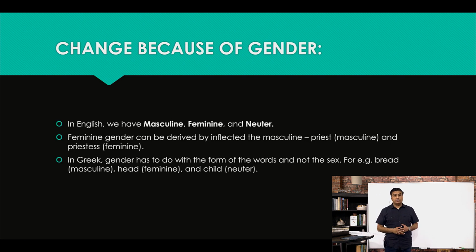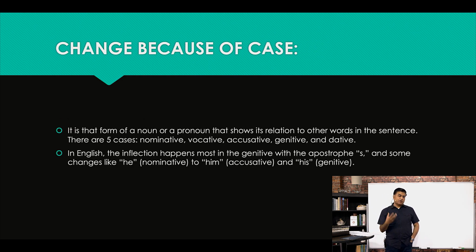And if you remember, we talked about that. In English, masculine, feminine is based more on the sex, but in Greek, it is based on the form of the word. So, for example, bread is masculine, head is feminine, and a child is neuter. And so the form of that word changes. Same word, but now it takes on a different prefix, suffix, and some changes that come to that word. Then change because of case. Let's talk about that now in this part.